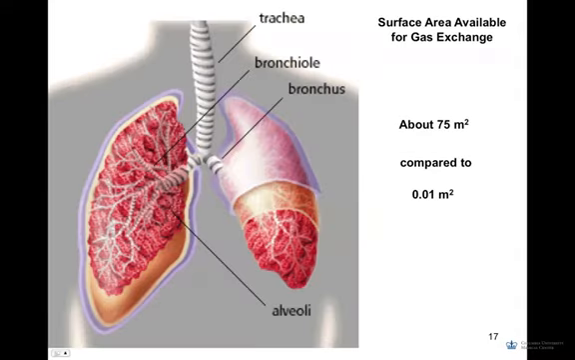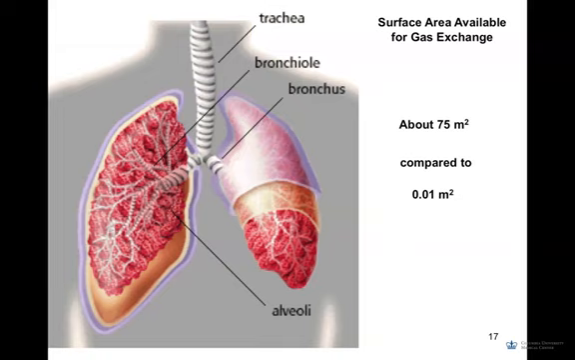So first of all, the surface area available for gas exchange. The surface area in both lungs total is about 75 square meters available for gas exchange. And just to give you some perspective on that, 75 meters squared is about the area of a tennis court.